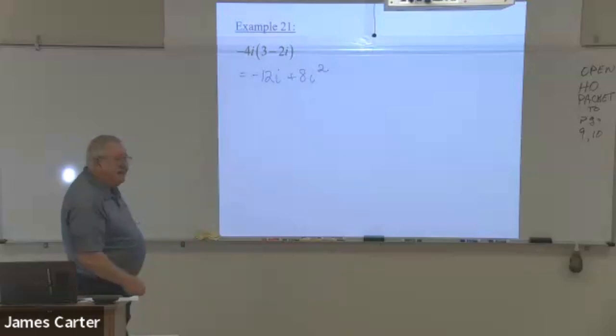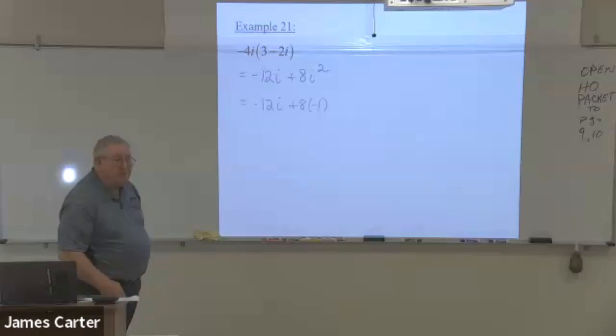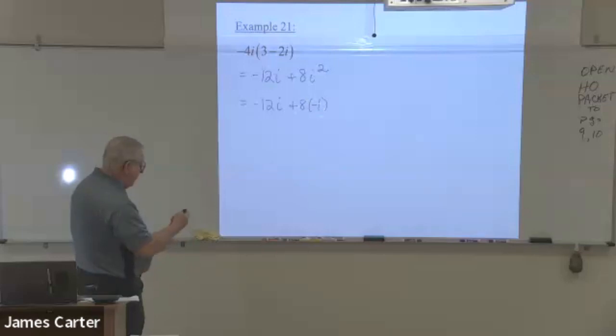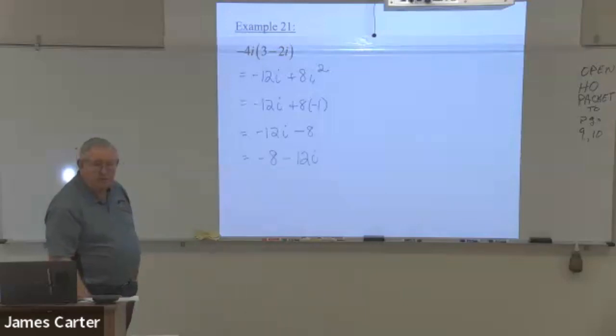Well, I can't leave it that way because I can replace this i squared with a negative 1. If you can, you must. Always. Okay? By the way, not doing that is a major mistake, -2. So anyway, we replace this i squared with negative 1. So that's going to make this negative 8. But we can't leave it in this order. We've got to put it in a plus bi form. So the final answer then is negative 8 minus 12i.